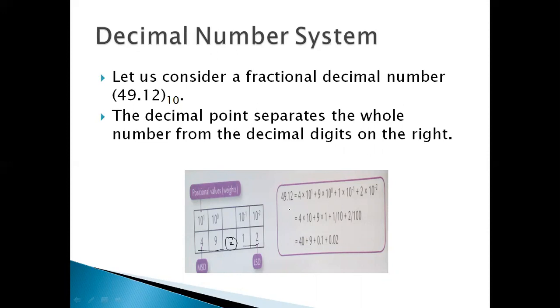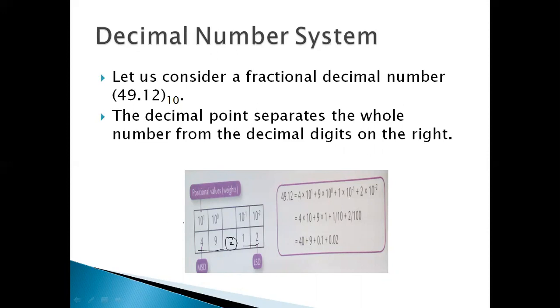You can also see that 49.12 can be written as 4 into 10 to the power 1 plus 9 into 10 to the power 0 plus 1 into 10 to the power minus 1 plus 2 into 10 to the power minus 2. Why so? Because the position of 4 is 1, the position of 9 is 0, the position of 1 is minus 1 and the position of 2 is minus 2.